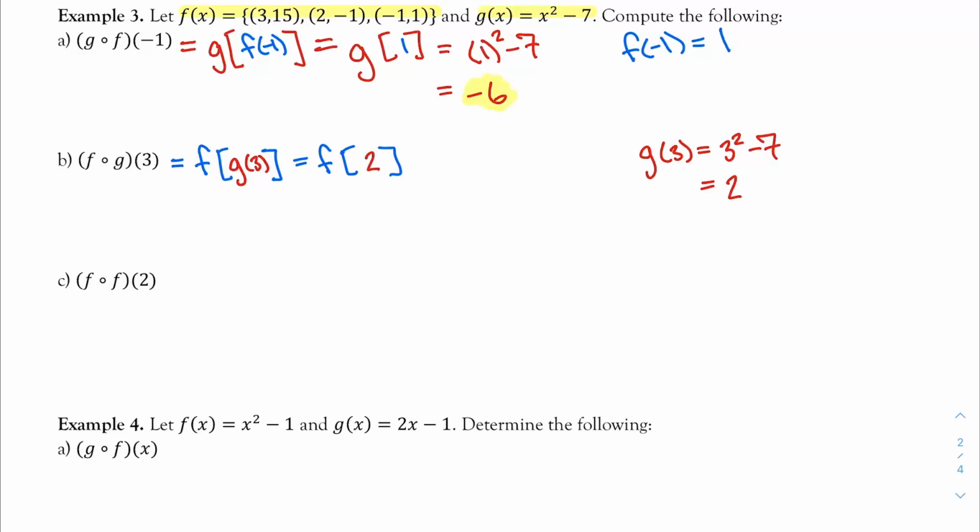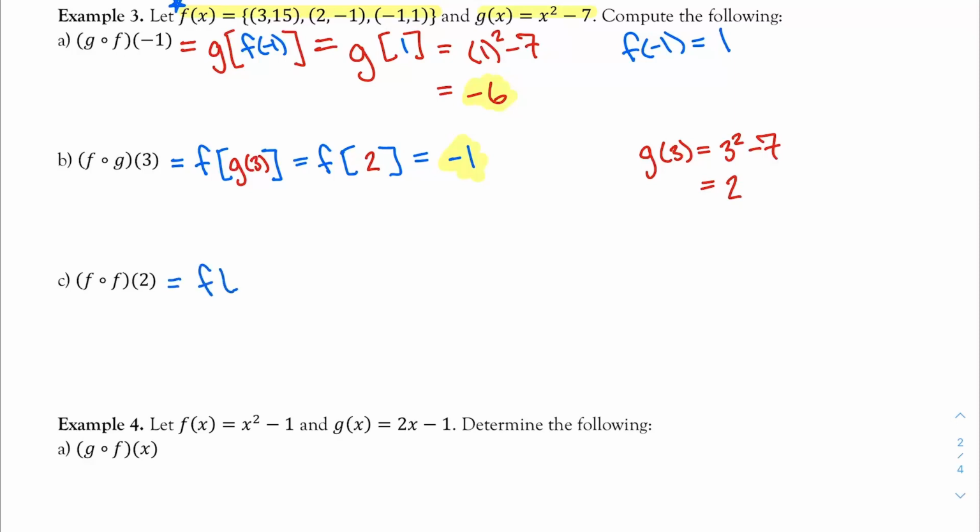Again, we found out that g of 3 was 2, so I just replaced g of 3 with 2 in my expression. Well, now I had to see what is the value of f when x is 2. If I look at f when x is 2, I have the point 2, negative 1, giving me my final answer for part B. So I have parts A and B done.